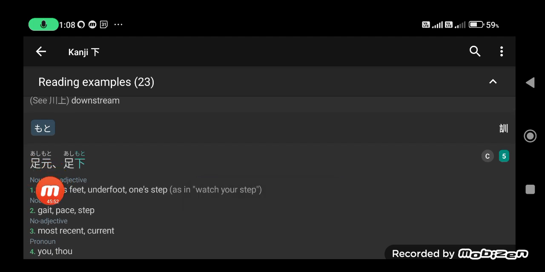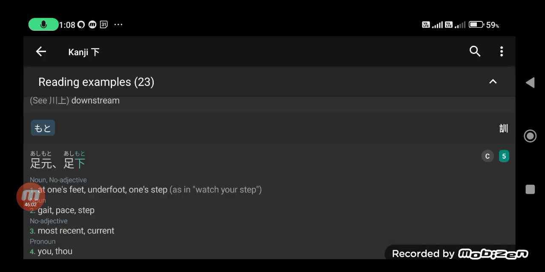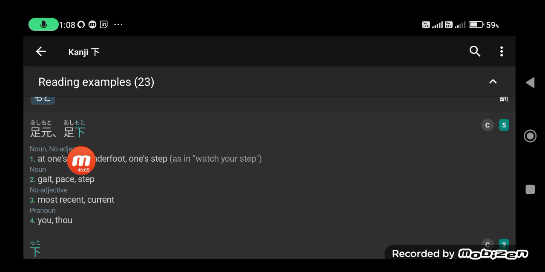And then we have ashimoto. Ashimoto means watch your step, or a man's foot, or a man's step. That's like in trains in Japan or in buses, you may hear ashimoto ni gochūi kudasai. Gochūi means caution. Ashimoto ni gochūi kudasai. So, please watch your step.